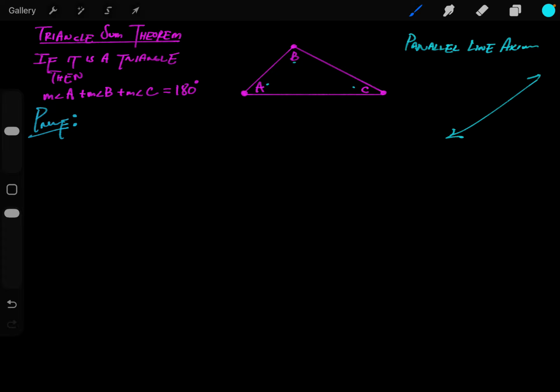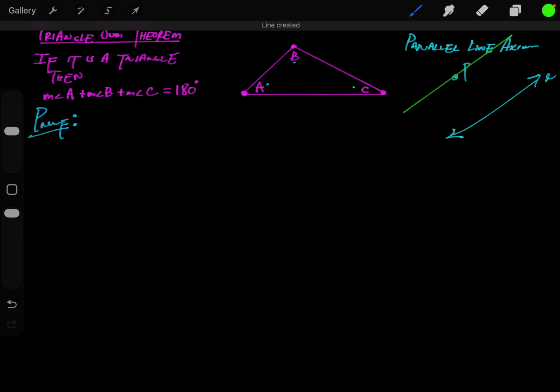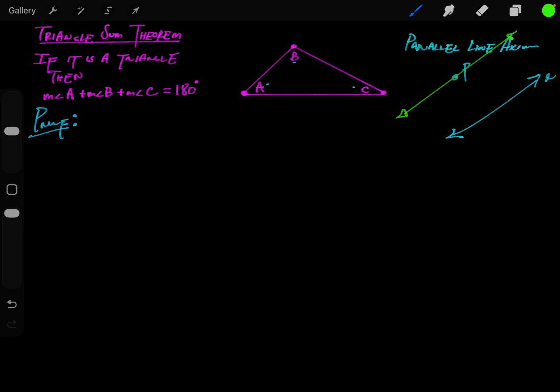So what does it look like? It looks like this. Here's some line L. Here's a point P off of L. The parallel line axiom says that there exists one line through P that's parallel to L. And we should see that when we draw it like this. Okay, this line is, let's say, through P and parallel to L. Okay, that's the idea. That's the parallel line axiom. If you have a line and a point, there exists one line through that point that's parallel to the given line.